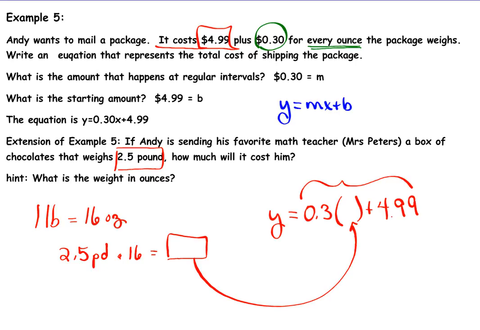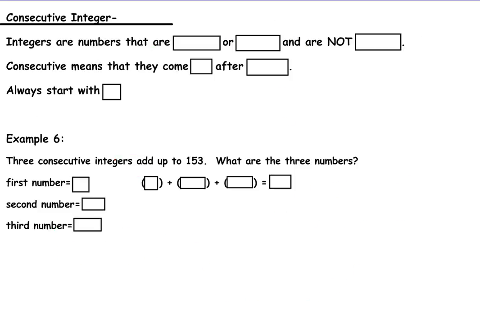So now, those are linear equations. I want you to notice they're two-step equations, aren't they? They look just like the two-step equations we sometimes run into. So let's talk about consecutive integers.